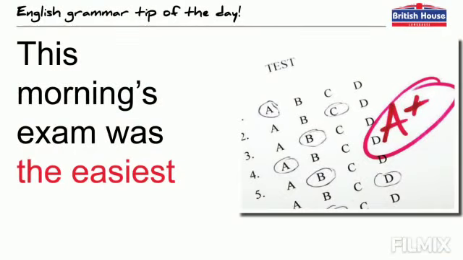When an adjective has two syllables but finishes with Y, we remove Y again, but we add I-E-S-T. Okay, for example, all the exams were easy, but this morning's was the easiest. And when the adjective has two or more syllables, all we do is put most before to form the superlative. I've watched 3 documentaries this week, but the one about the lions was the most interesting.